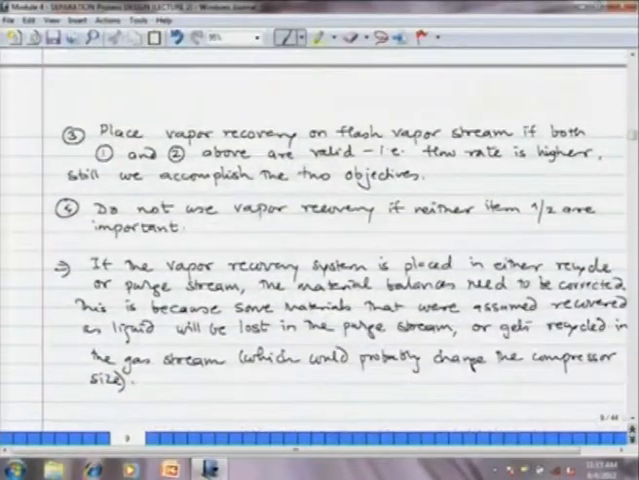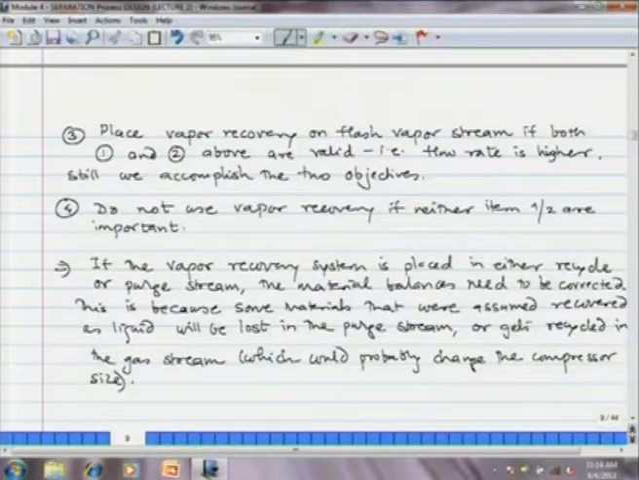Then thirdly, place the vapor recovery on the flash vapor stream if both 1 and 2 are valid. The stream that emerges from the flash drum has the highest total flow rate. It contains total non-condensable gas plus total vapor. So, the total flow is highest in that stream.